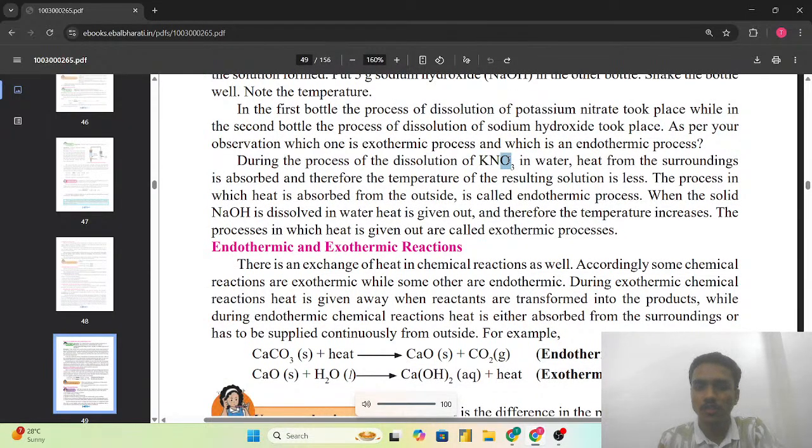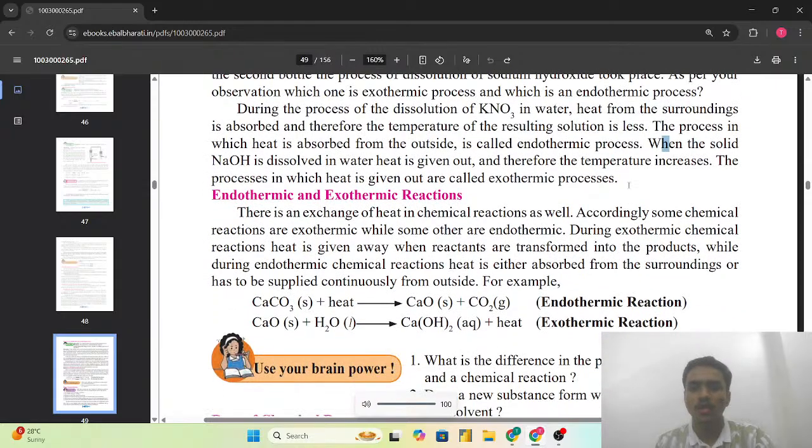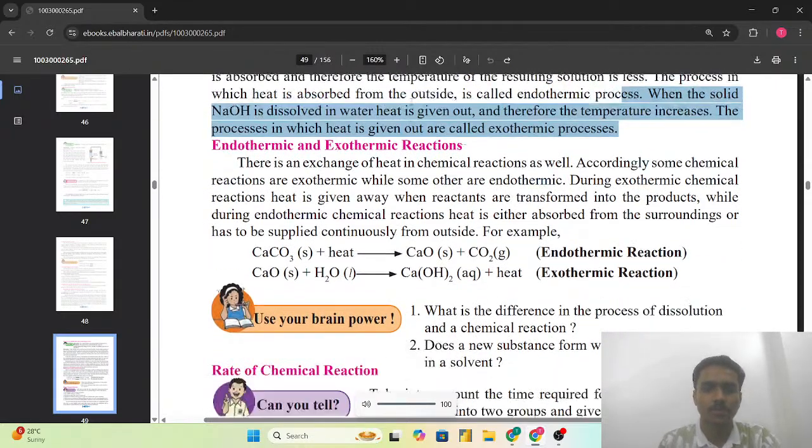During the dissolution of KNO3 in water, heat from the surroundings is absorbed and therefore the temperature of the resulting solution is less. The process in which heat is absorbed from the outside is called an endothermic process. When solid NaOH is dissolved in water, heat is given out and therefore the temperature increases. The process in which heat is given out is called an exothermic process. The same theory which I have told you is given here.